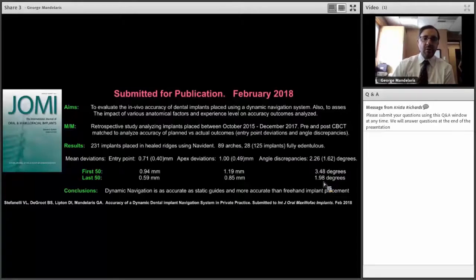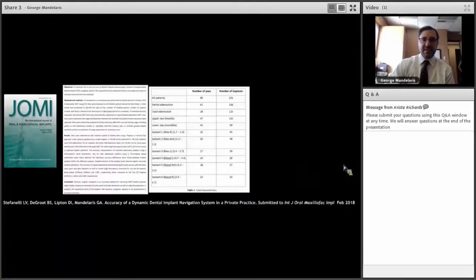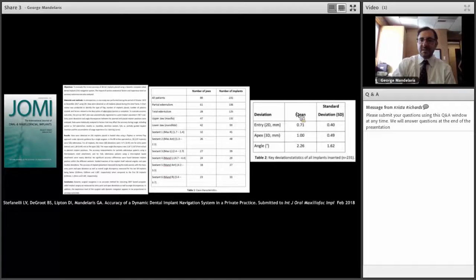So we're never going to get to probably 0, nor do we probably have to get to 0, but we are getting pretty good, and even better than using static guides. And what's more important is that the standard deviations on our averages are hovering within 1 millimeter, less than 1 millimeter. And these are incredibly better than the standard deviations when you look at the systematic reviews for guided surgery. So we had 231 patients, 106 were partially edentulous, 125 were totally edentulous. These are the numbers. The mean was 0.7 millimeters in terms of entry point, and 2.2 degrees of angle discrepancy, with standard deviations which are really very, very tight.